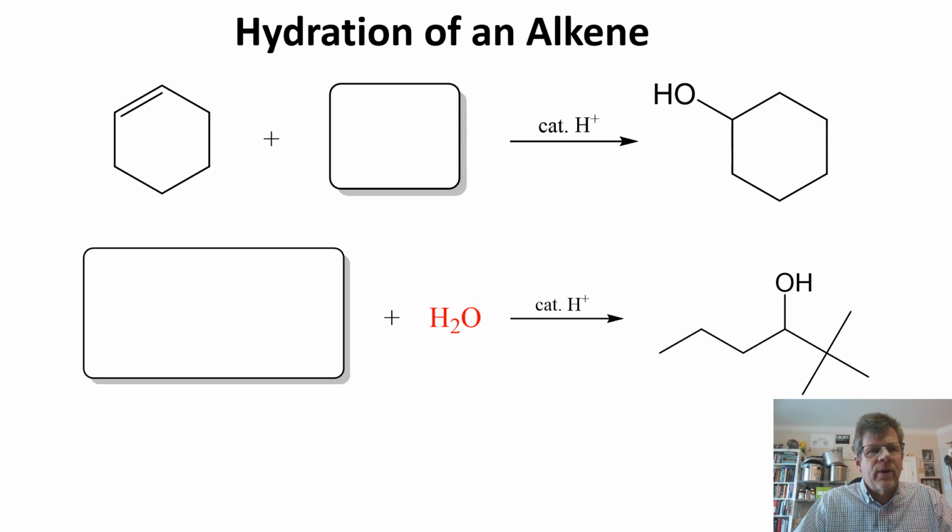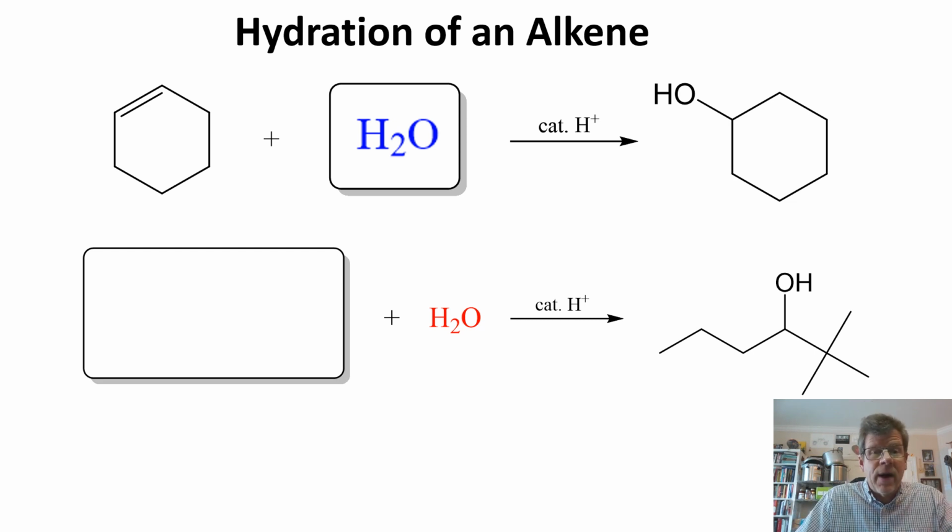The one on top here, we have this cyclic alkene plus something with catalytic H plus over the arrow, and we end up with an alcohol. So we would have to, again, be sleuths and diagnose this as an alkene going to an alcohol under catalytic acidic conditions. In this case, we'd have to remember that reagent must be water. Just throwing water into the box there would settle that particular example.